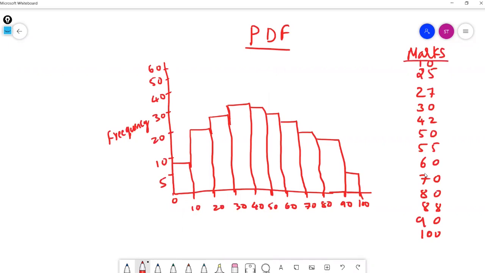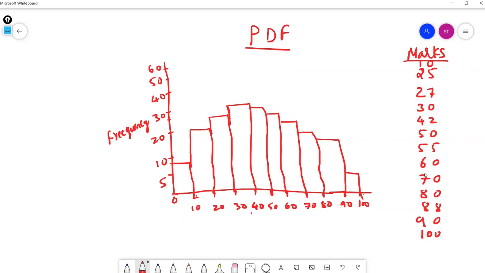Say that I have marks here, 10 to 100, and I have plotted something like this. So how can we interpret this? 0 to 10 marks: how many people have got 0 to 10 marks? And 10 to 20, how many people have got marks in between this range? Similarly, 20 to 30, say that I have 25 students. Same thing for 30 to 40, 50 to 60, and up to 90 to 100. So basically, it is saying how many students have scored this type of marks.